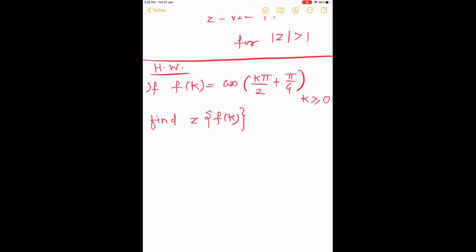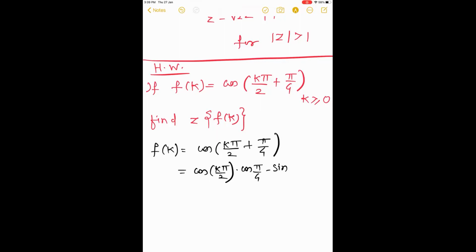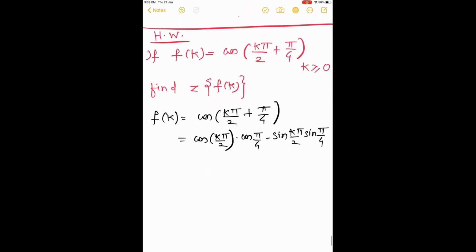See, f of k, you are taking it with cosine function, k pi by 2 plus pi by 4. So expand this by the cos of a plus b formula. So cos of k pi by 2 into cos pi by 4 minus sine k pi by 2 into sine pi by 4. Correct?